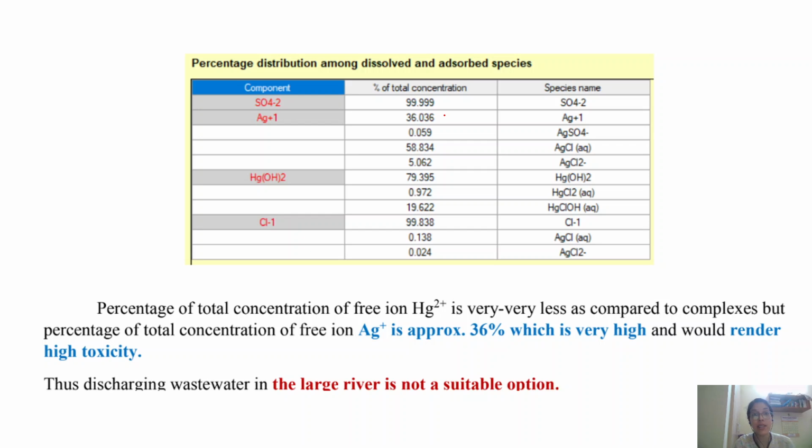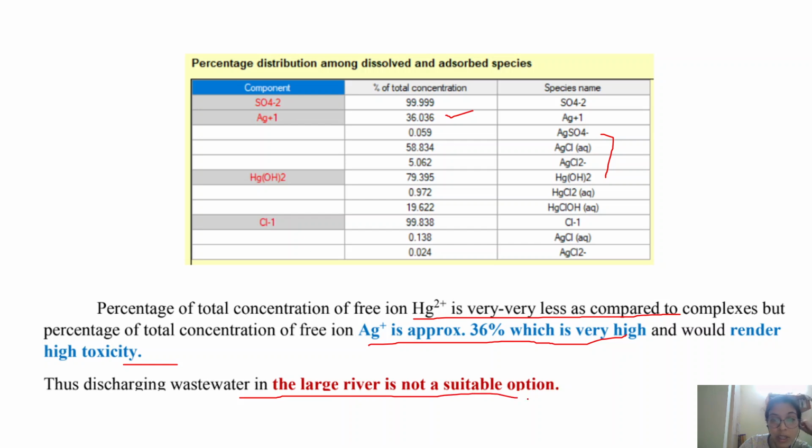So here we are seeing that Ag plus is high, a 36 percent distribution, and complexes are also there. The percentage of total concentration of Hg is less, but Ag is 36%. So it will render high toxicity. So that is why discharging wastewater in the river is not a suitable option.